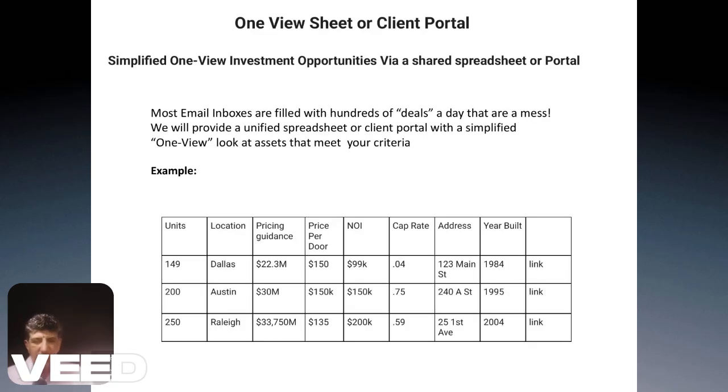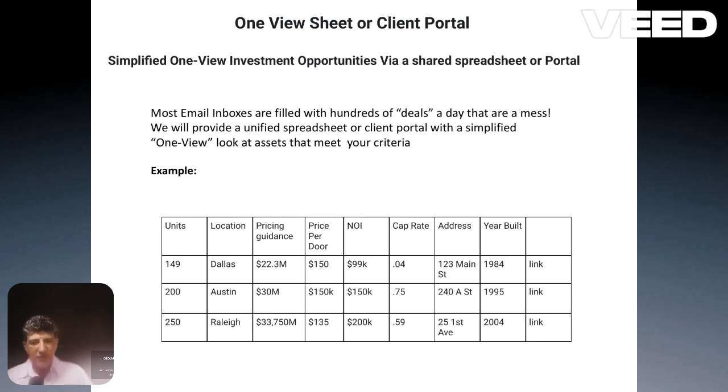Here are many different examples of what I might have this look like on a one view. So I'm going to offer acquisition reps a way to look at their key metrics in one spot. That might be a spreadsheet like this. It might be a client portal. And you can see here just a few key metrics, which is the same thing that they all care about.